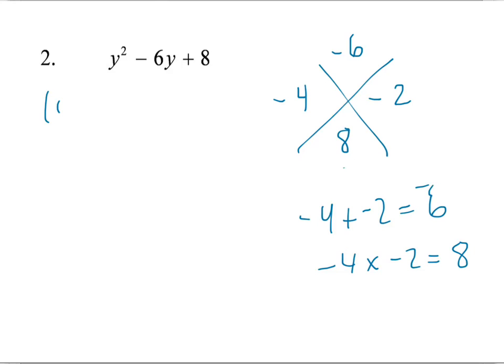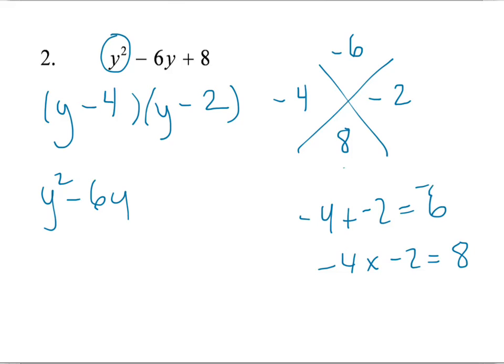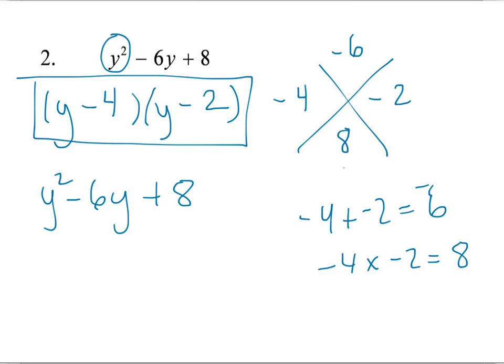So the way that you rewrite them is y. Each binomial is going to have a y. That's why you have a y squared right there. And we're going to write that negative 4 as minus 4, and the negative 2 as minus 2. And if I were to multiply that out mentally, I would get y squared minus 6y plus 8. It's the type 2 binomial that we showed in the lesson yesterday. So the answer to number 2 are those two binomials.